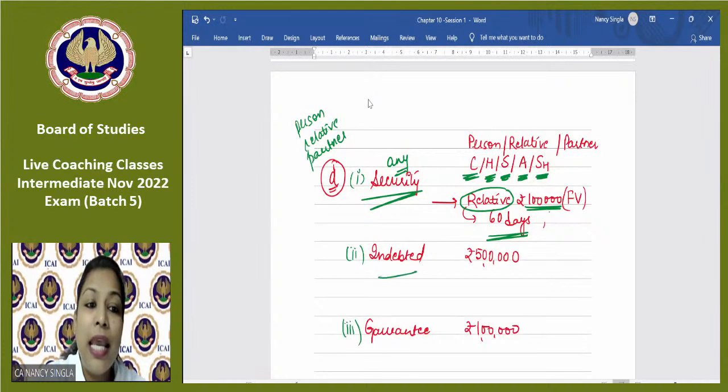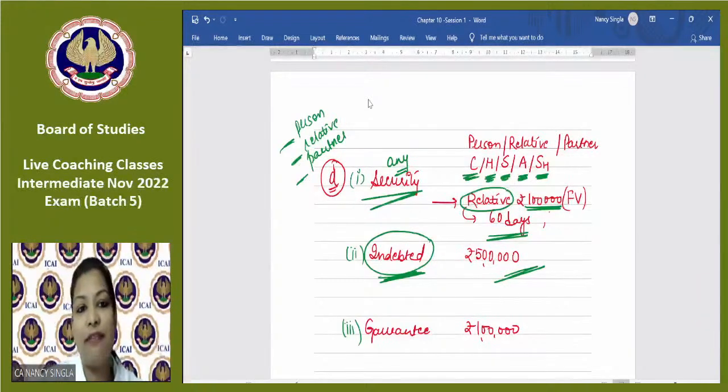ठीक है? If the person, the relative or the partner is indebted, ऋणी है कंपनी का, उधार लिया हुआ है कंपनी से, कितना है? An amount exceeding rupees 5 lakhs. सिर्फ कंपनी से नहीं, यहाँ पे सेम आएगा. कंपनी, होल्डिंग, सब्सिडरी, एसोसिएट या सब्सिडरी ऑफ होल्डिंग कंपनी. ठीक है? Then also CA X becomes ineligible.